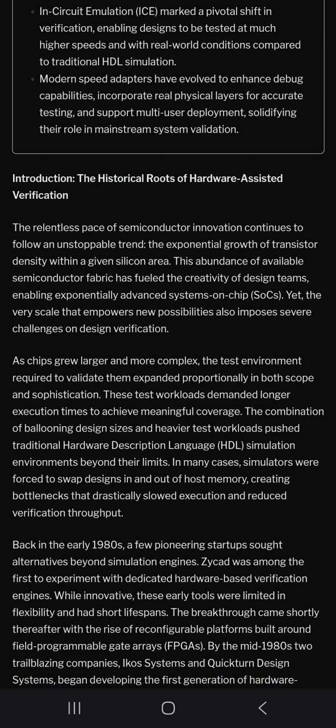The introduction: the historical roots of hardware-assisted verification. The relentless pace of semiconductor innovation continues to follow the unstoppable trend of exponential growth of transistor density within a given silicon area. The abundance of available semiconductor fabric has fueled the creativity of design teams, enabling exponentially more advanced system-on-chip. Yet the scale that empowers new possibilities also imposes several challenges on design verification.